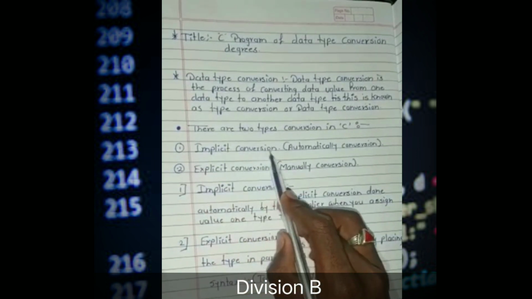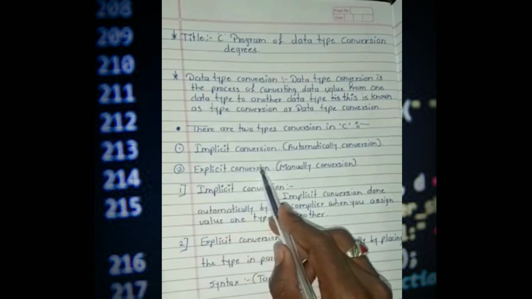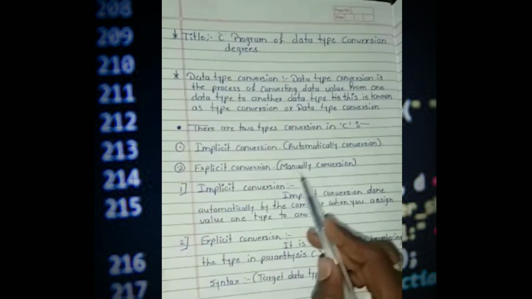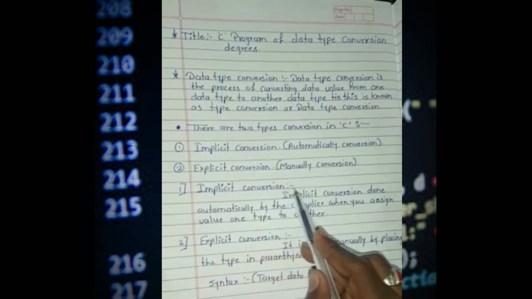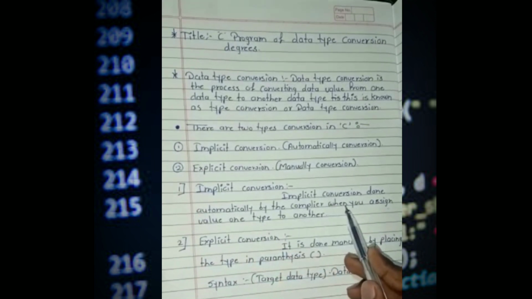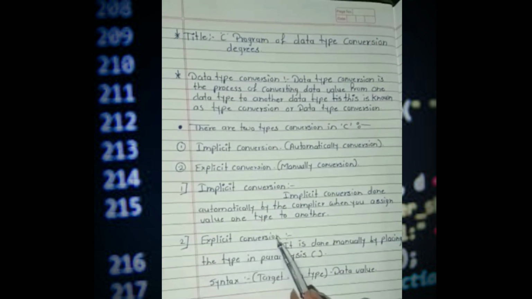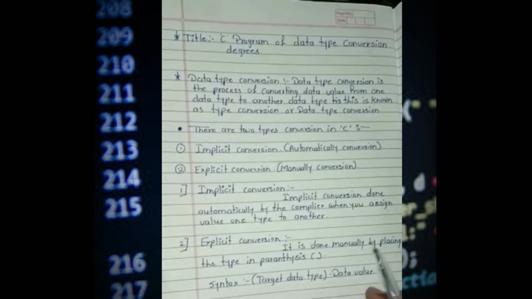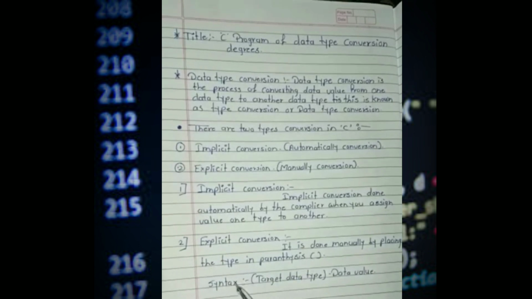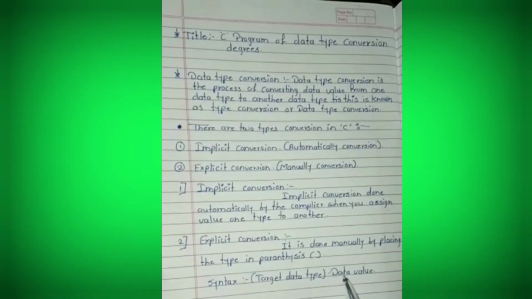First, implicit conversion, which is also known as automatic conversion. Second, explicit conversion, which is also known as manual conversion. Implicit conversion is done automatically by the compiler when you assign a value of one type to another. Explicit conversion is done manually by placing the type in parentheses. The syntax is: (target data type) followed by the data value.